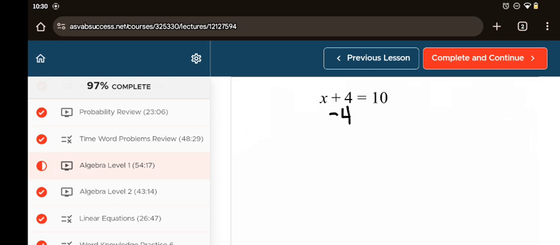So I'm going to do minus 4, because I want to get the x by itself, and that 4 is added to the x. I'm going to do the opposite, so I'm going to subtract 4. And I'm also going to subtract 4 from this side. So x equals 10 minus 4, which is 6. x equals 6. Awesome. Now that we got that one, why don't you give this one a try?